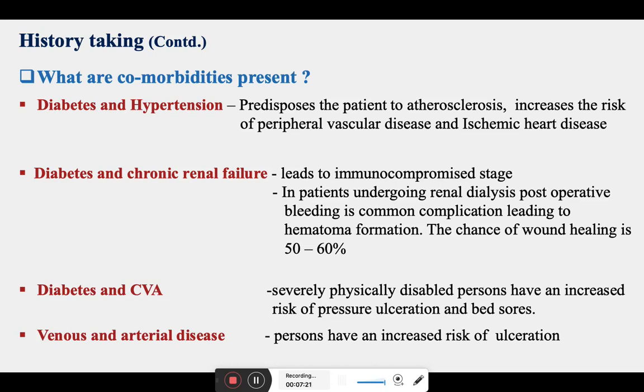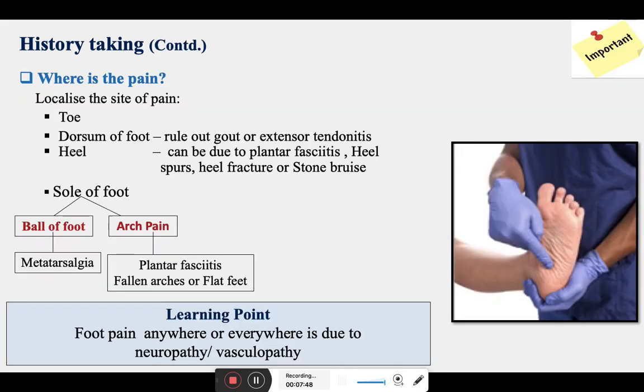Now, if a patient has a CVA, that means he is paralyzed. So chances of pressure ulceration and bed sore formation are quite high. And in case a venous or arterial disease is present, the patient may be at risk of ulceration. The best example is varicose veins. Now, in case the patient has varicose veins, he may present to you with varicose ulcers.